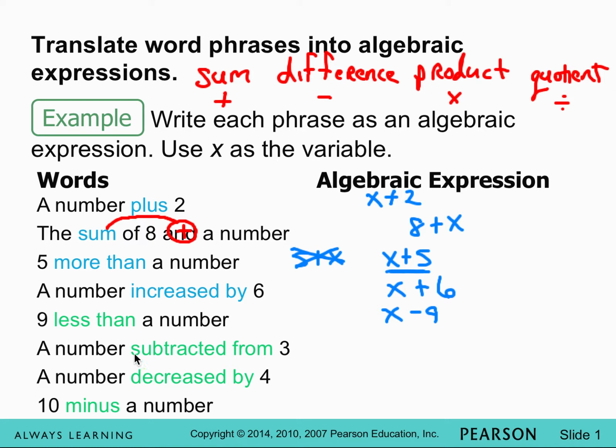A number subtracted from 3, right? So that's this. A number that has been subtracted from 3, indicating you start with 3 and you're going to subtract a number from it. A number decreased by 4. So this is a number, and if I want to decrease it by 4, now 10 minus a number, that one's pretty straightforward. But be careful about these orders.